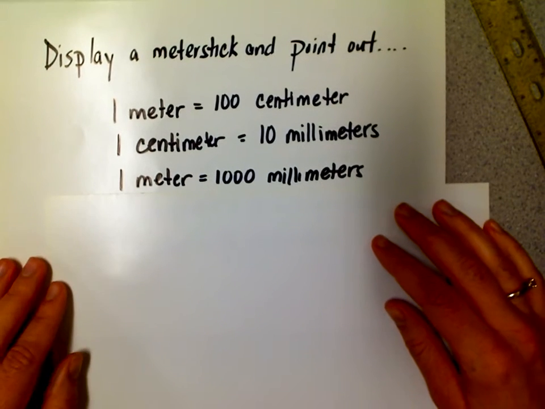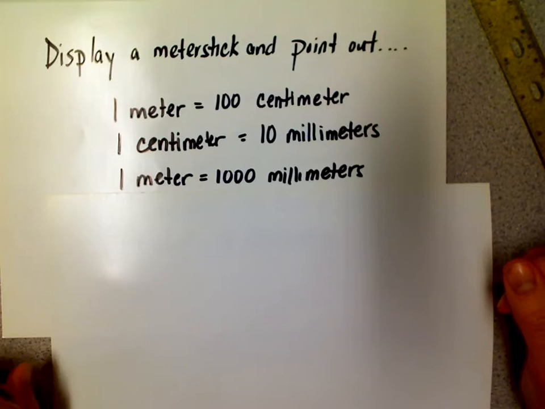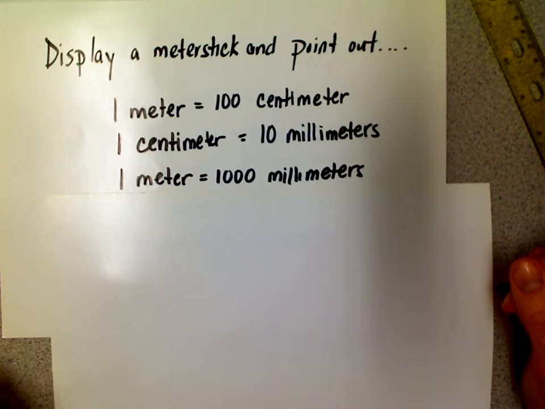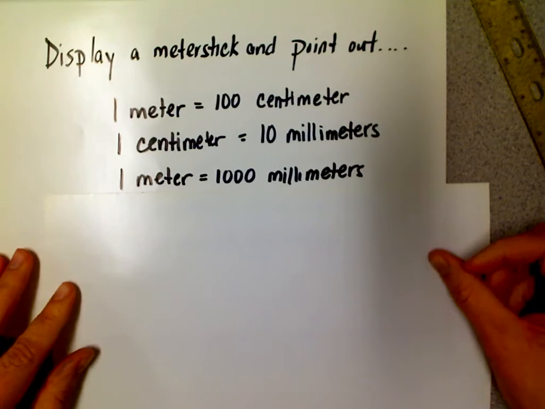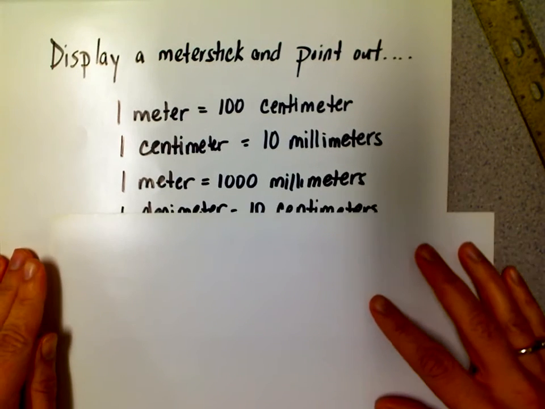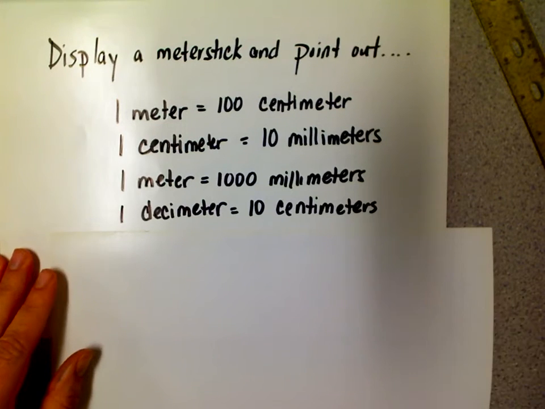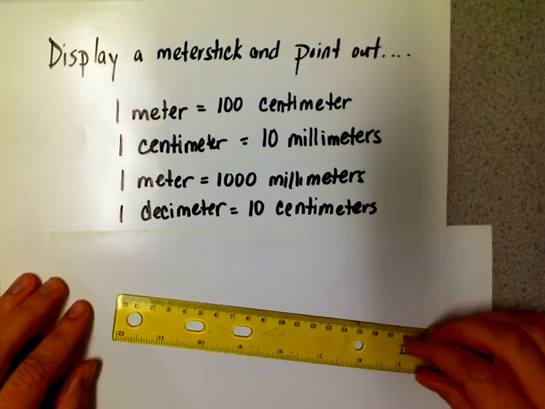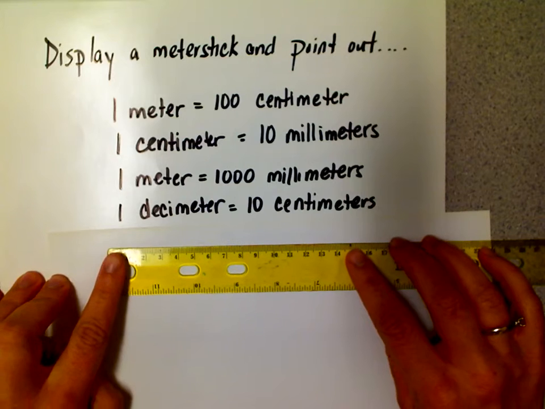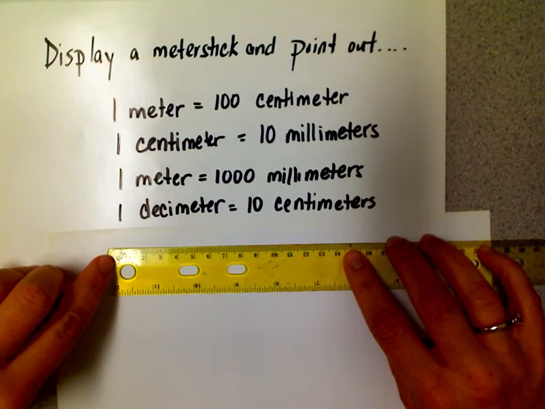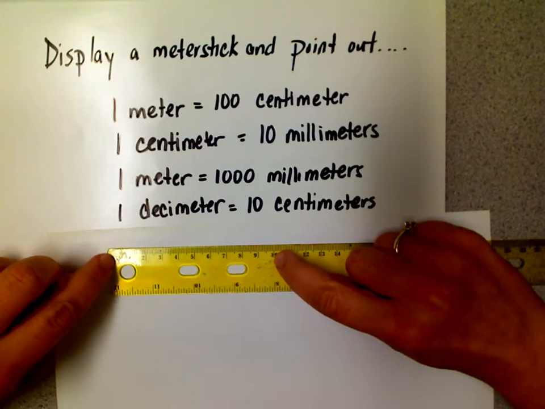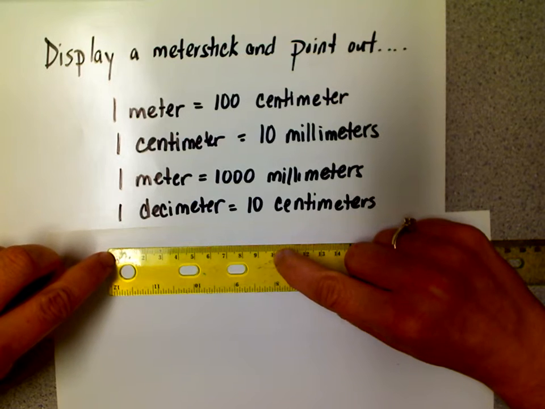1 whole meter stick, the one that your teacher is showing you now, has 1,000 millimeters. So 1,000 of those little lines are on 1 meter stick. Now 1 decimeter, which I showed you earlier, is 10 centimeters. So from this first line all the way up to 10, that is 1 decimeter.